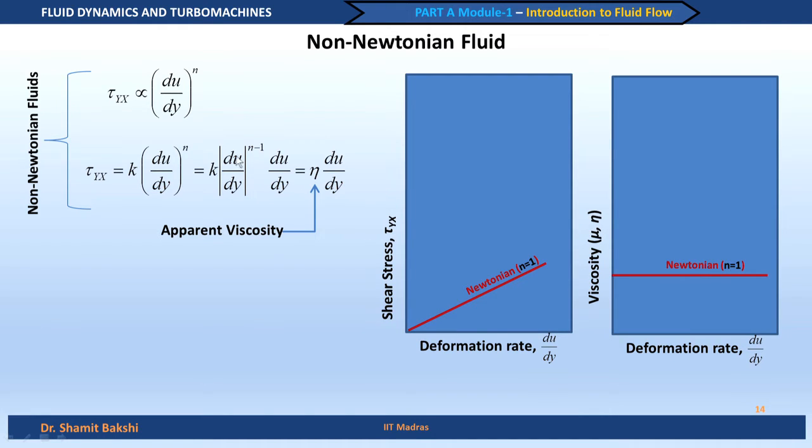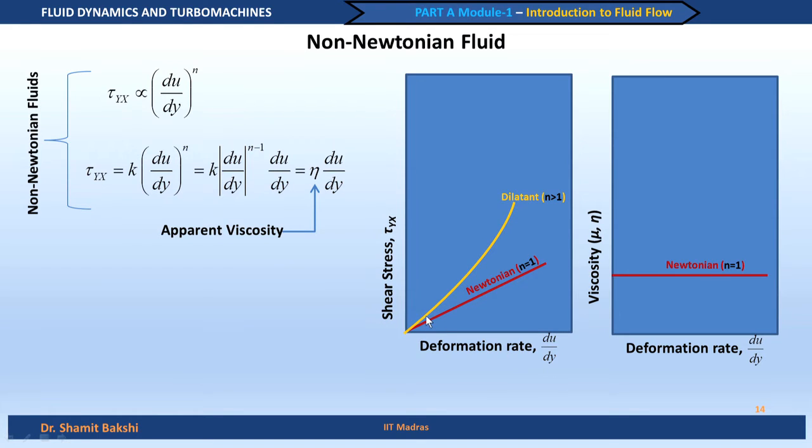Now, depending on the value of n, you can have different types of non-Newtonian fluids. So, let us see what are these different types of non-Newtonian fluids. The first possibility is, let us say, n is greater than 1. If n is greater than 1, what it means is this expression is increasing with the value of the deformation rate.